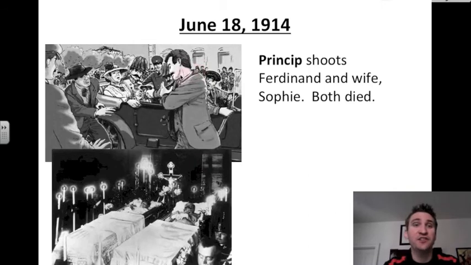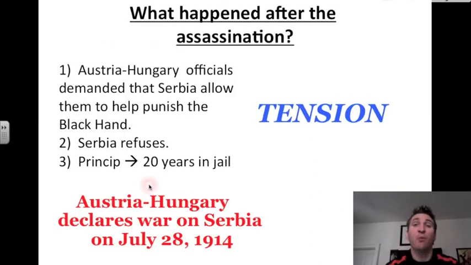And here is a sketch of Gavrilo Princip shooting Ferdinand and his wife Sophie on June 18th, 1914. Both leaders died. And here's a picture of them in their open caskets. What happened after the assassination? Number one, Austria-Hungary officials demanded that Serbia allow them to punish the Black Hand terrorists. Serbia refuses. And Gavrilo Princip gets 20 years in jail.